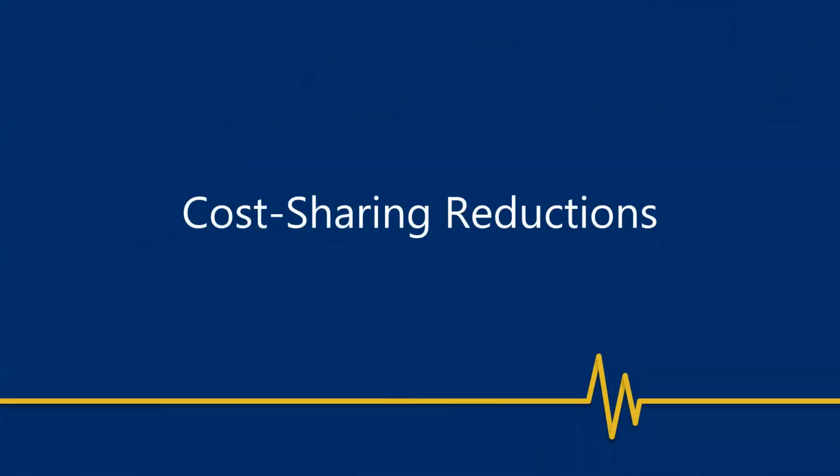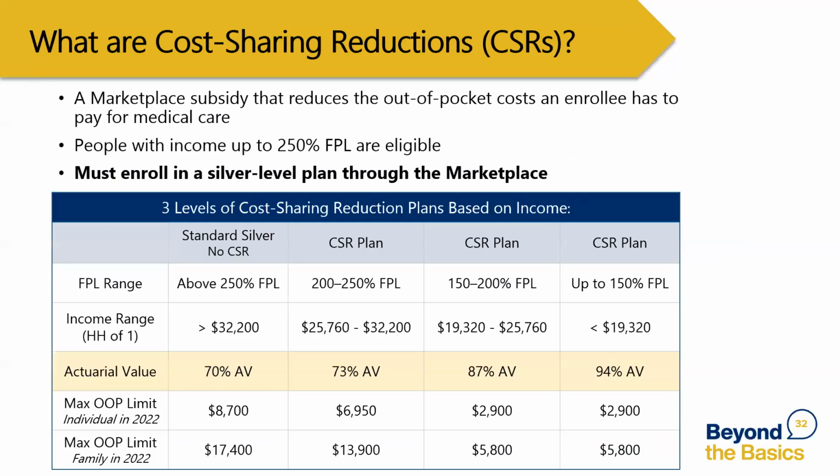Now that you know what cost sharing charges are, let's talk about financial help that's available on the marketplace that reduces cost sharing charges for low-income individuals and families, also known as cost sharing reductions. Cost sharing reductions, or CSRs, increase the AV level of silver plans by reducing the out-of-pocket costs an enrollee has to pay for medical care, and also reducing the out-of-pocket limit for enrollees.